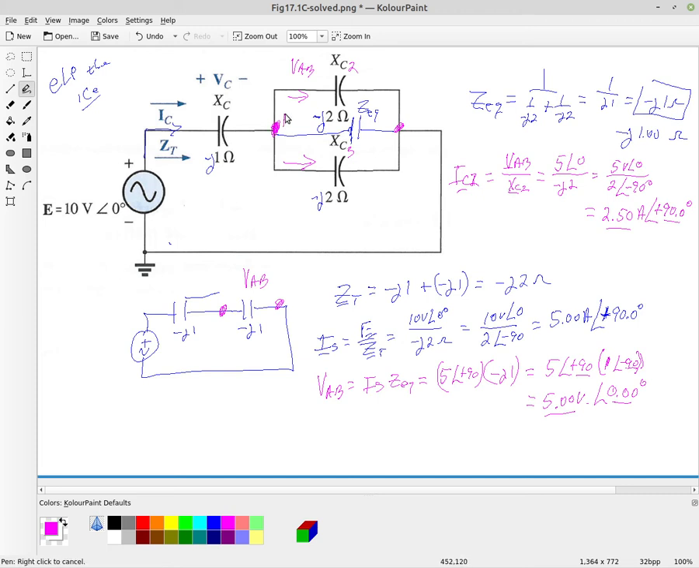Splitting here at point A, we have 2.5 amperes at an angle of plus 90 going to come up, go through this capacitor. We're going to have another 2.5 amperes coming down below, going through the lower capacitor. They're going to join back up at point B to the total of 5 amperes here, angle plus 90 degrees, and back into our supply.